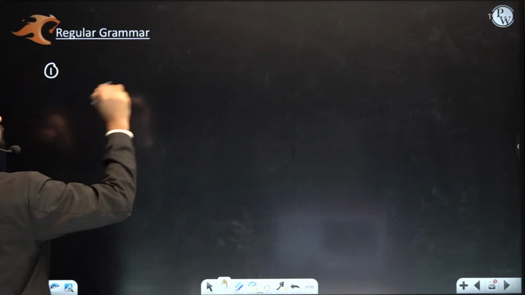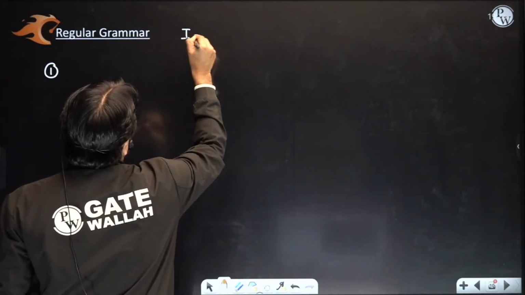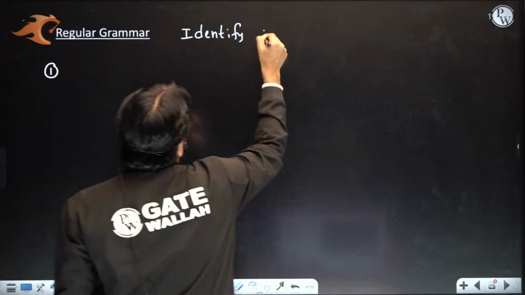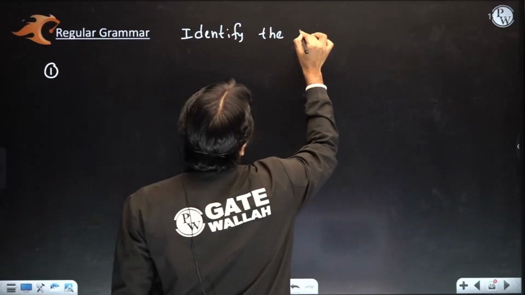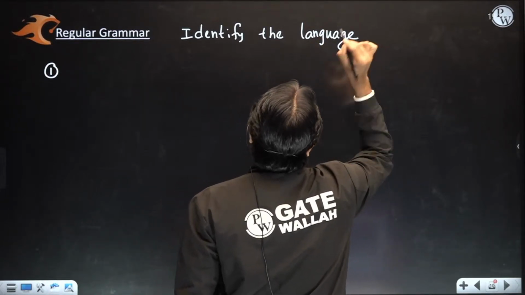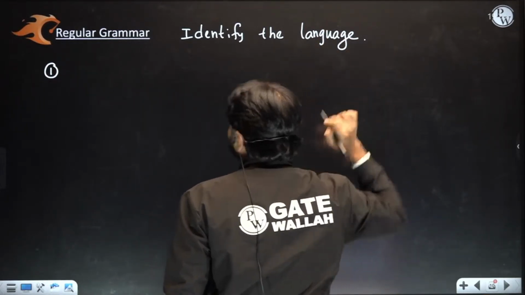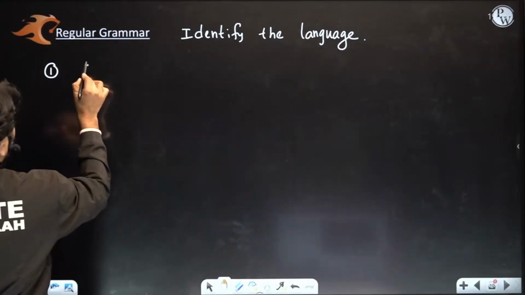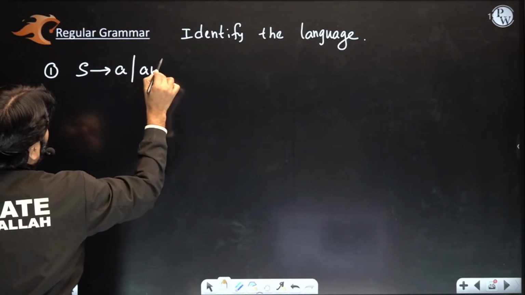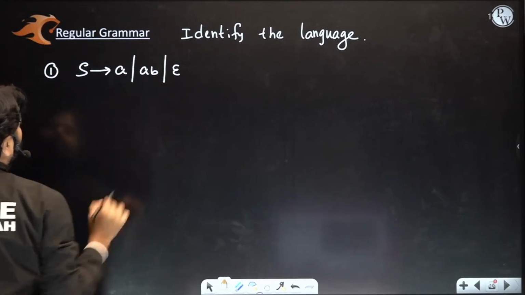Identify the language generated by the following grammars. You can write an expression now, because we know what an expression is. Identify the language generated or represented by the following grammars. First one, S derives A, AB or epsilon.